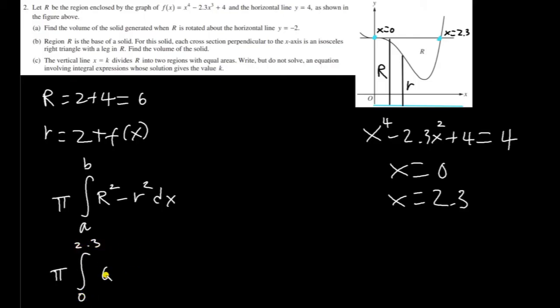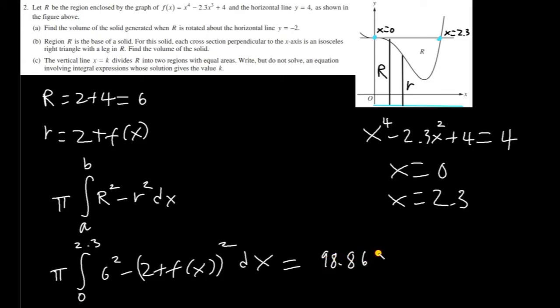So we'll just plug all of these things into our equation, going from 0 to 2.3. And we have 6 squared minus 2 plus f of x squared, dx. So we have big R squared minus little r squared dx. And if this whole thing gets evaluated in the calculator, you get the volume, which is 98.868. This is a 4-point question: 1 point for the limits, 2 points for the integrand, and 1 point for the answer.